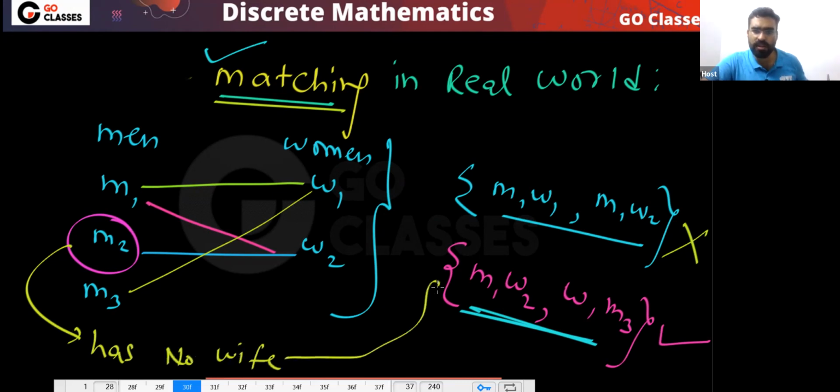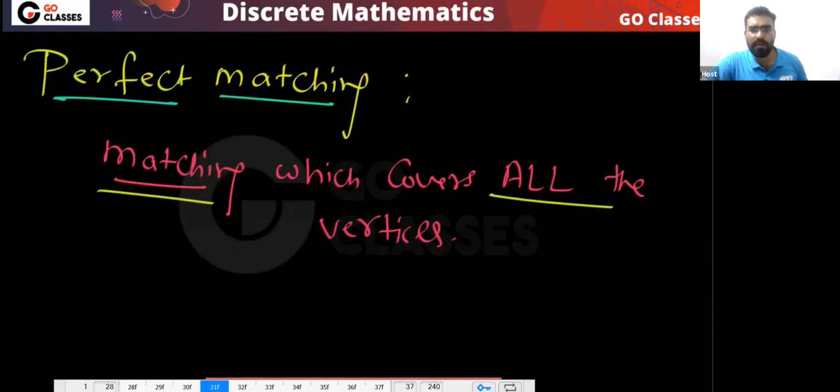So if you notice, M2 has no wife. That is the reason I can say this is not a perfect matching. Perfect matching basically means a matching which covers all the vertices. This is the perfect matching.